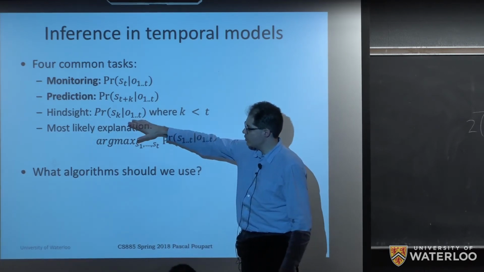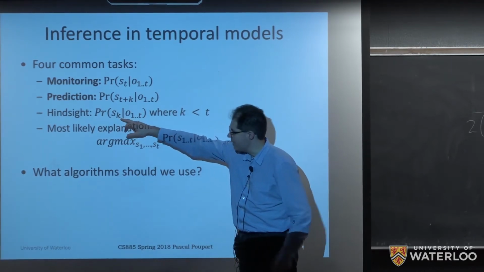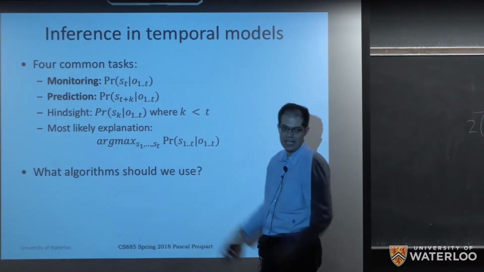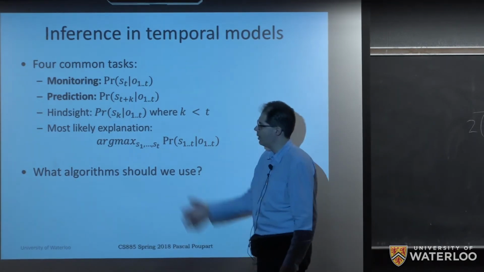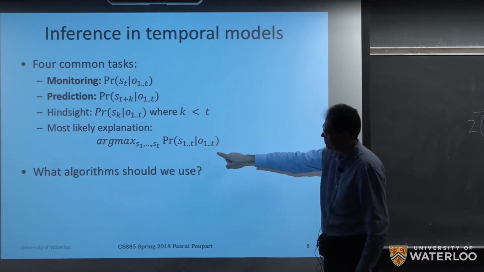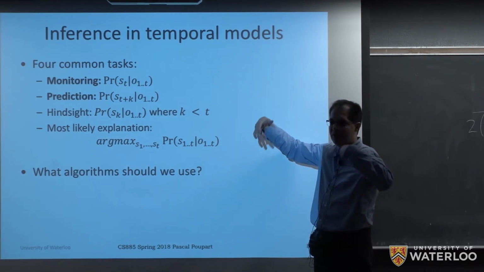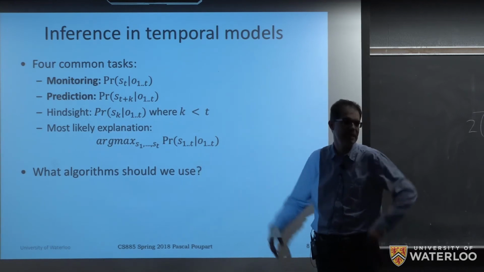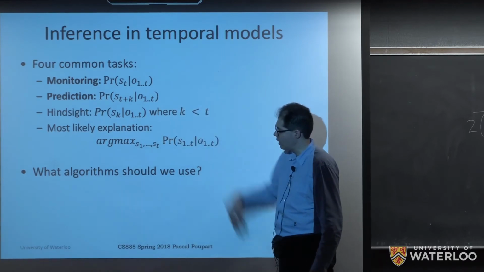In some other situation, we also care about estimating some hidden state from the past, given that I've received observations up until time step t. This is known as hindsight. And then another common task would be to generate the most likely explanation. I've got a sequence of observations and I want to explain them, in the sense that I want to estimate what would have been the corresponding sequence of states that produced those observations. So these are the common tasks.